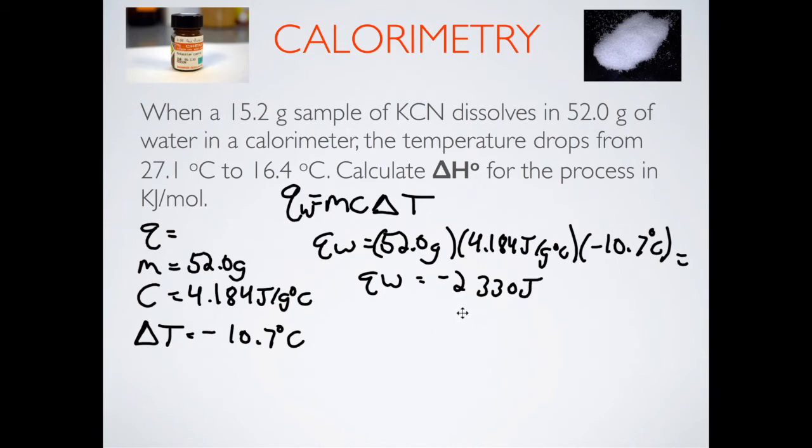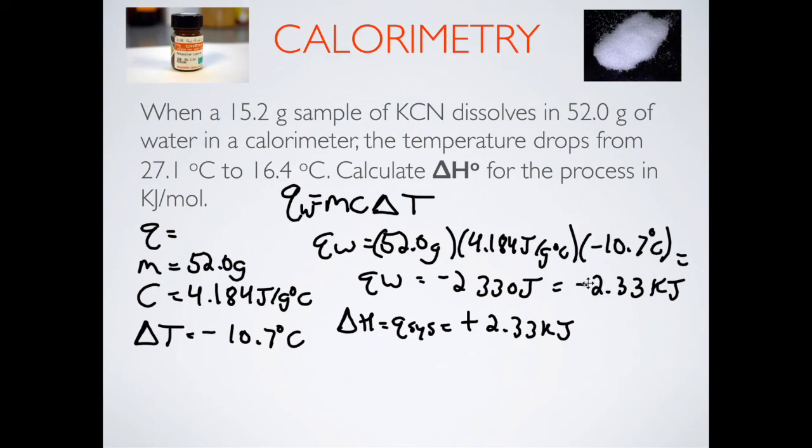Now, a few things for this. We know that our answer is supposed to be in kilojoules per mole, so I'm going to need to convert this to kilojoules. I simply divide by 1,000, and now I have my answer in kilojoules. Now next, what I actually found here was Q of W, which is not the same as delta H. Delta H is equal to Q of the system. And to go from water, which is the surroundings, to the system, I just have to flip the sign. So what this means is that if the water lost 2.33 kilojoules, lost because it's negative, that means the system must have gained the same exact amount of energy due to the law of conservation of energy.